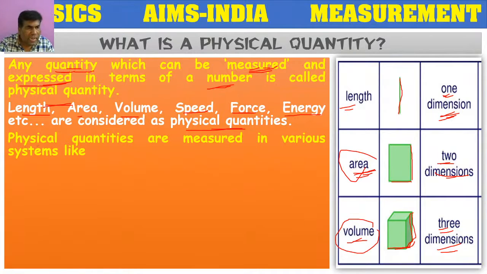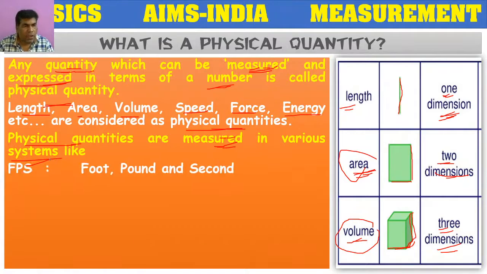So physical quantities can be measured with the help of some systems, like FPS. This is the first measuring system. In FPS, F stands for foot, P stands for pound, S stands for second. According to this system, foot, pound, second are the units used for measurement.